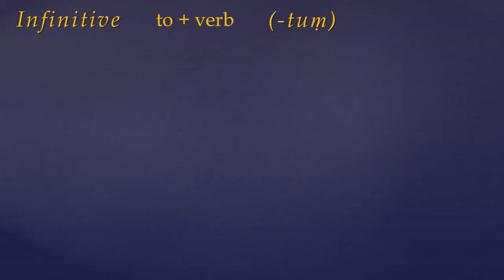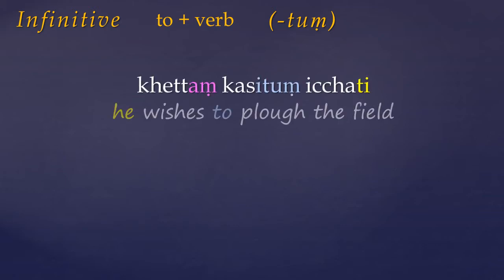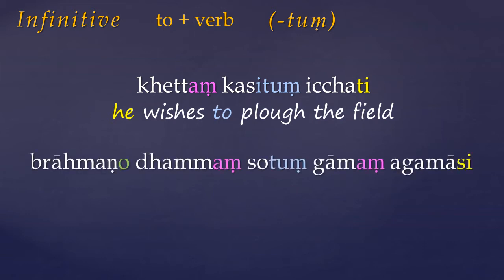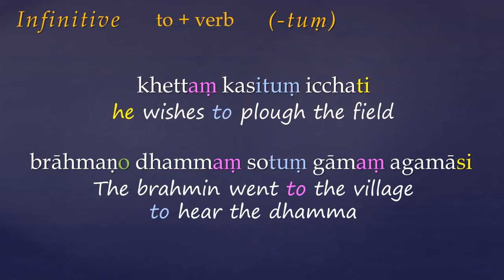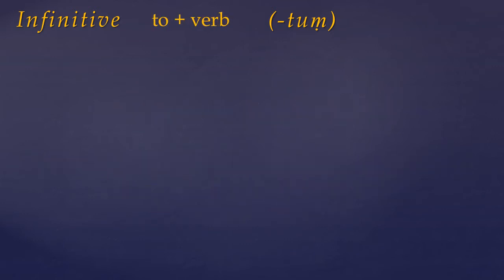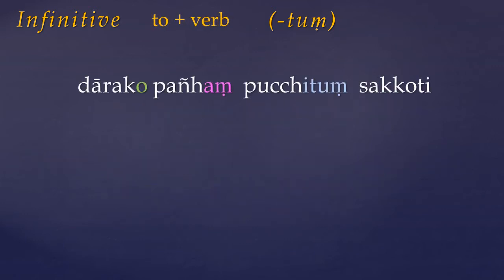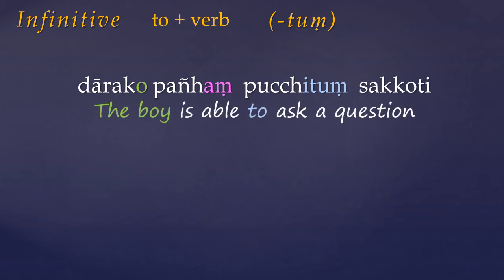The infinitive is often used with desires or wishes, and can also indicate purpose. Notice in this example that the "to" of "to the village" comes from the accusative case, being the goal of motion, and sotuṃ, to hear, takes an object, the dhamma, which is also in the accusative case. And infinitives are also used to express capability. And again, I'm not being exhaustive here.